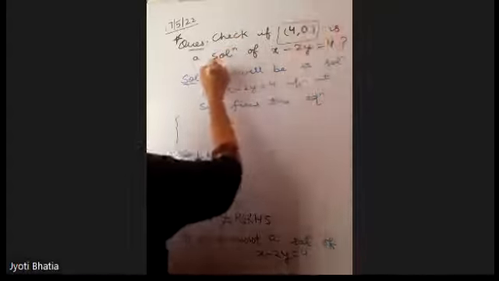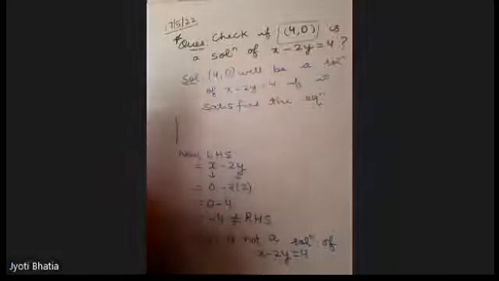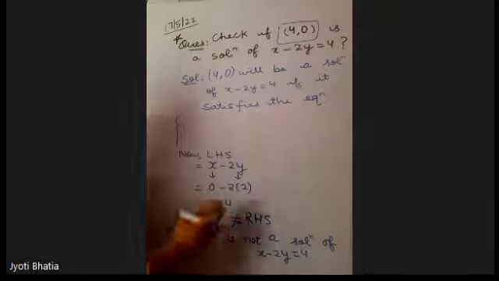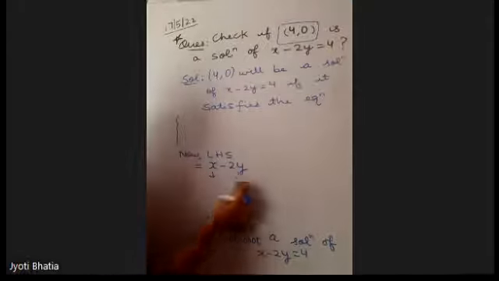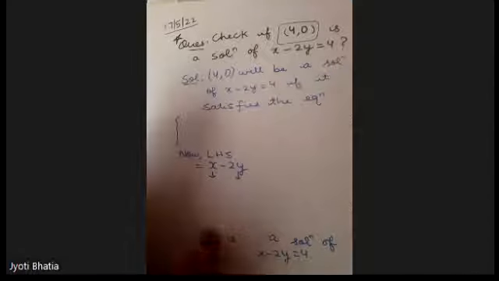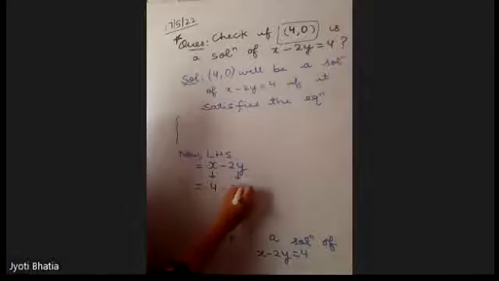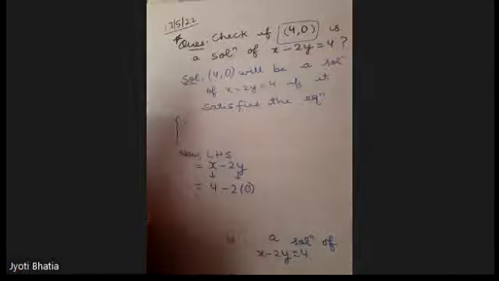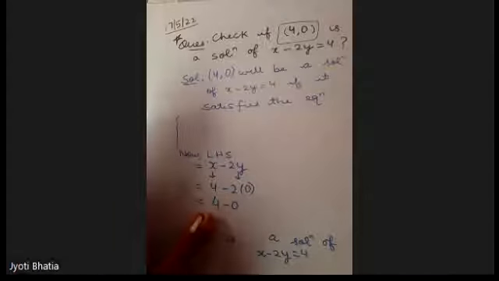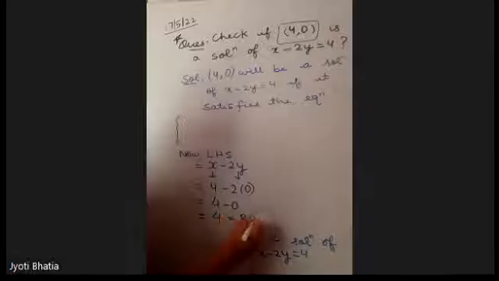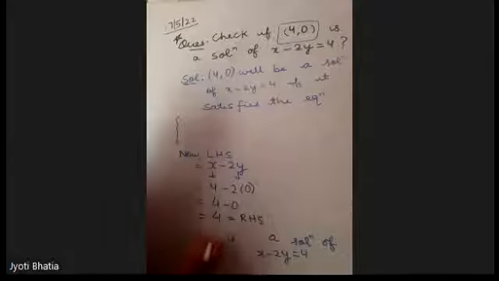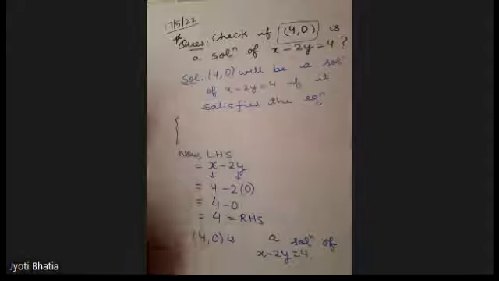Now the next value I have changed to (4, 0). Let us see if (4, 0) is a solution. Again, what are we going to do? In place of x, what shall we put? 4. And in place of y, 0. So 4 minus 0 is equal to 4, which is equal to RHS. It satisfies the equation. Very good.